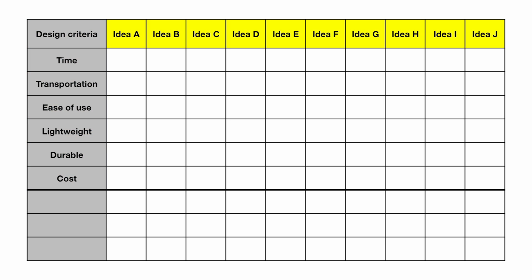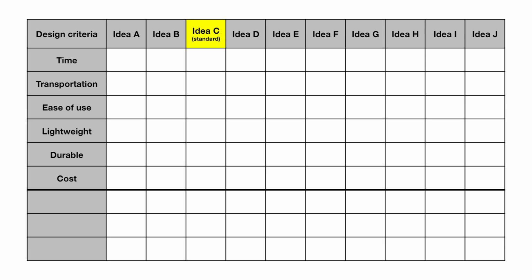In setting up the screening Pugh matrix, the first step is to list the design criteria along the left-hand side of the table. The second step is to list the solution ideas along the top row of the table. The third step is to set a standard. We agreed earlier that we were going to use solution C as our standard.